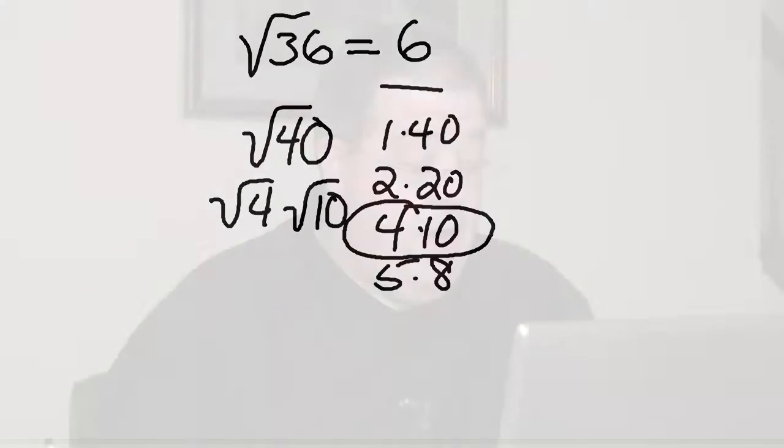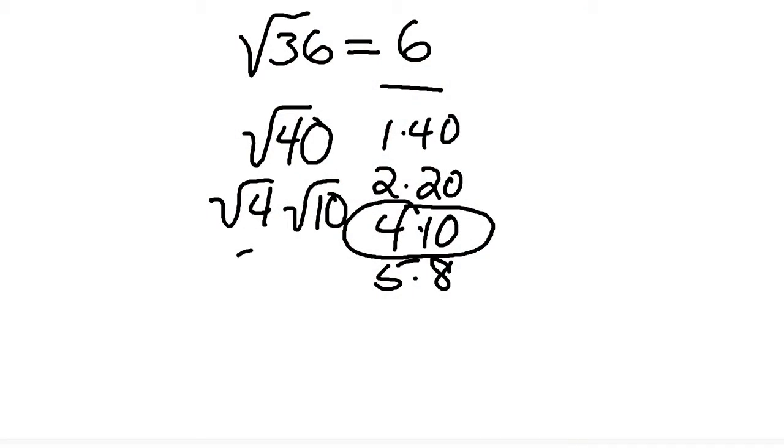This is how we simplify radicals. We break it down into a part that we can evaluate and a part that we can't evaluate. And that square root of 4 I can do. It's 2. The square root of 10 I don't know off the top of my head again. So we get 2 times the square root of 10. That's the simplification of the square root of 40.